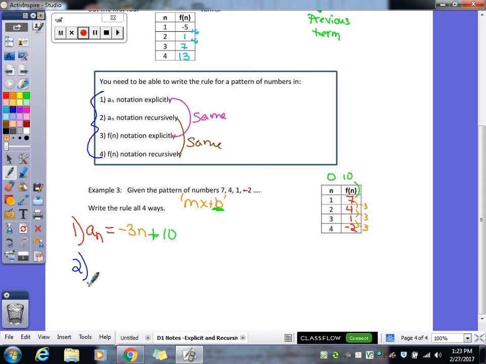All right, so my second way they want us to write it is a sub n notation recursively. As soon as I hear recursively, I automatically think, okay, I've got to write my first term. What is our first term of our pattern? 7, so a sub 1 equals 7. Always have to have that there. And again, we're taking our previous term and we're doing what to get to the next term? So a sub n minus 1, and we're subtracting 3 from it. So previous term minus 3, then minus 3 again, then minus 3 again.